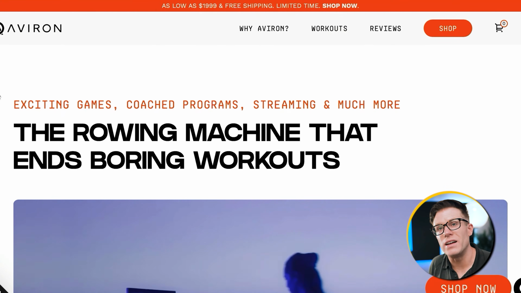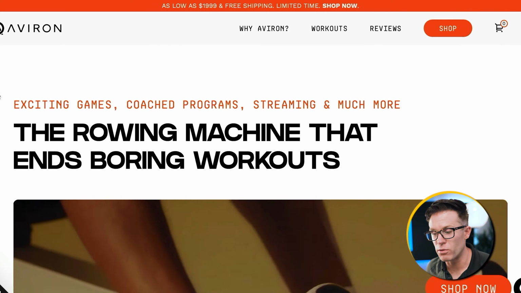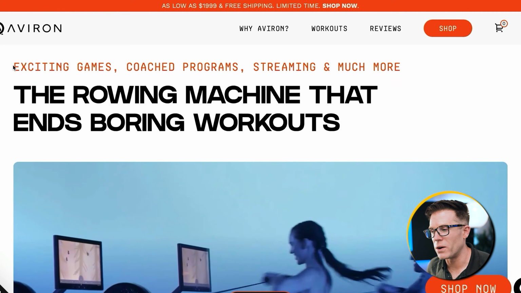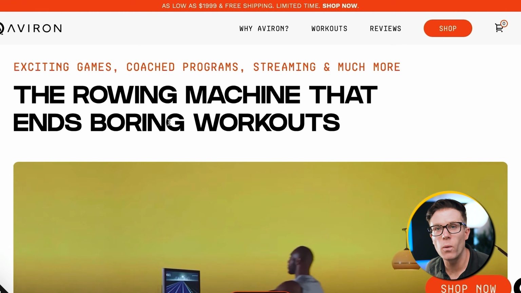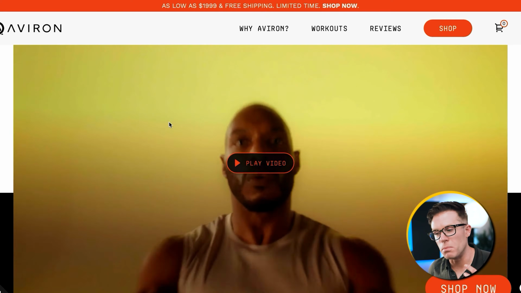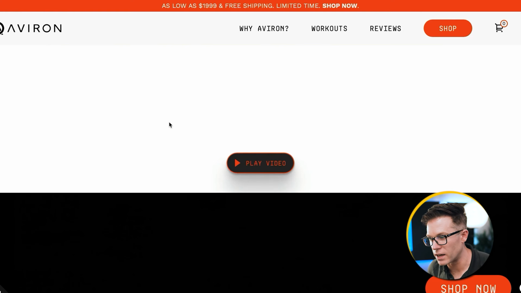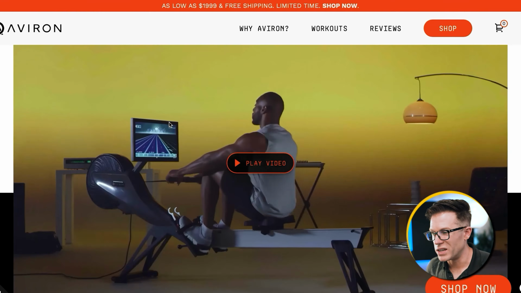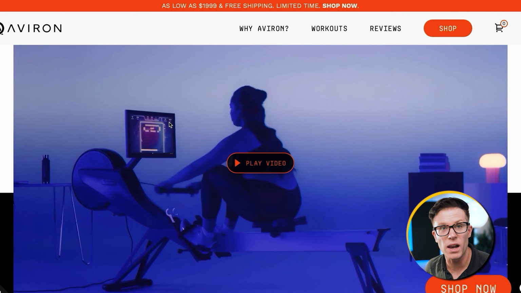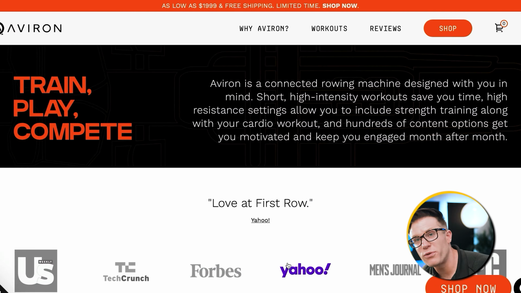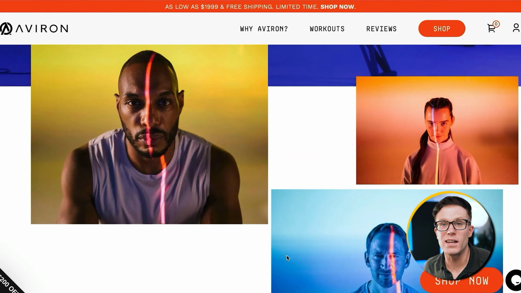Now, Aviron has a slightly different proposition, still a connected rowing machine, but actually, this is all about games. It's exciting games, streaming, and it ends boring workouts. You see, the images used here, it's much higher intensity, it's people battling against each other and playing games. You can see the colors used in the background. This is designed to be fun and interesting and stimulating. The testimonials that they use, they talk about fun, intensity. The pictures basically look like computer games.